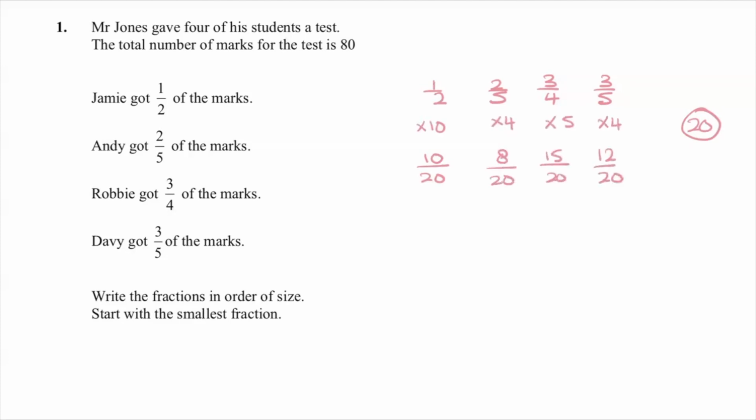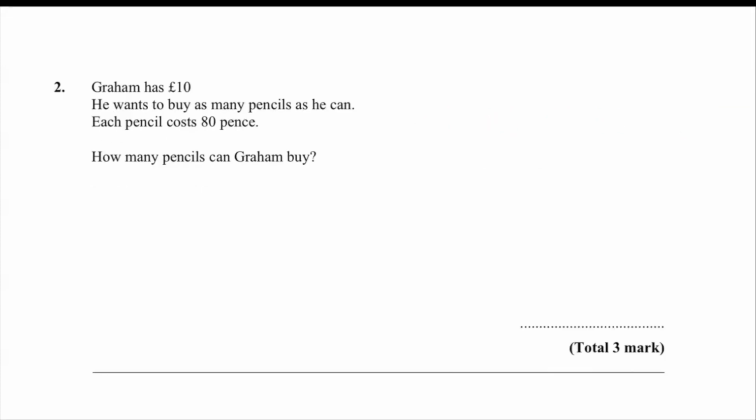Now I've done that, I can see clearly that 8/20 is the smallest, which came from 2/5. So I'm going to write 2/5, and I'm going to continue to write them in order using the original fractions. And we're done.